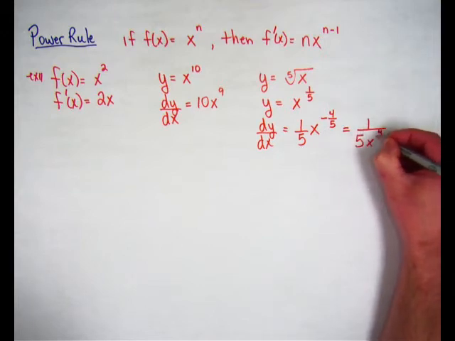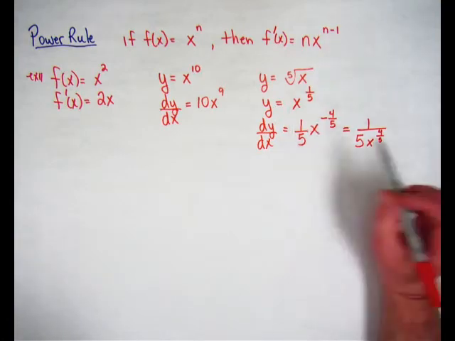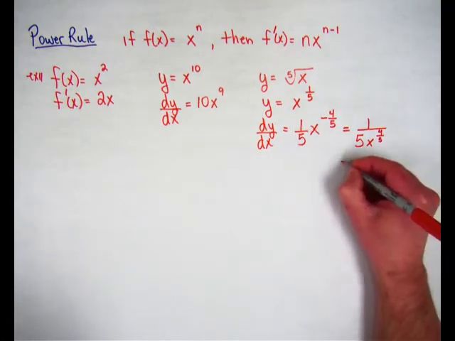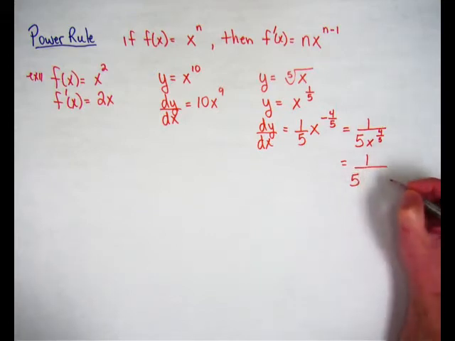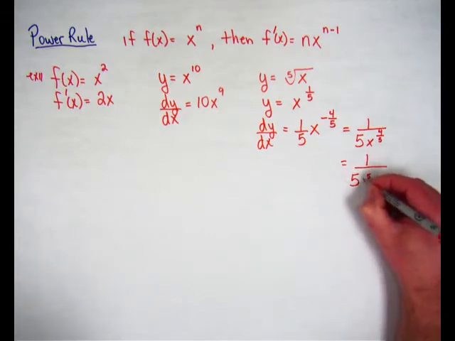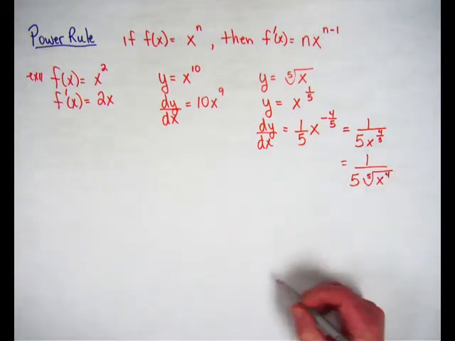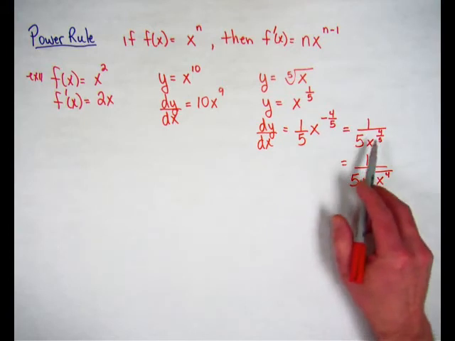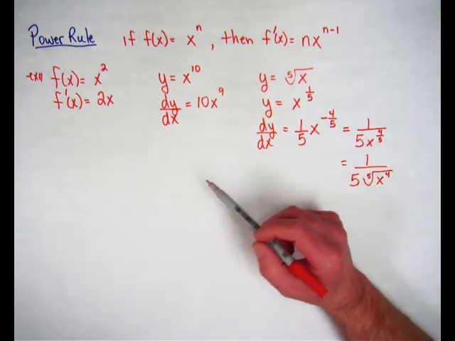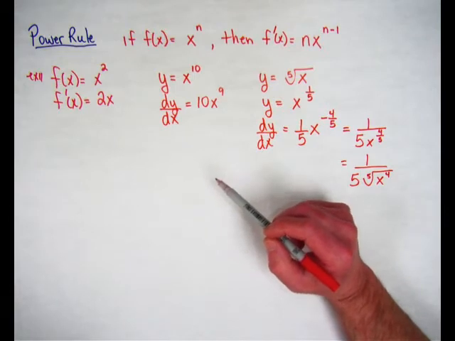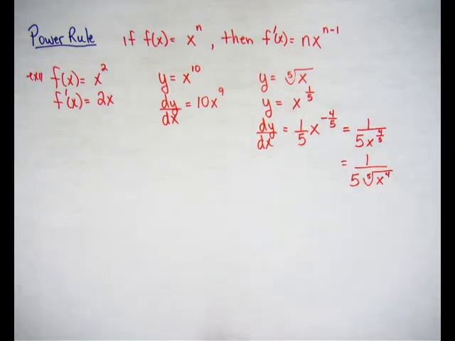5x to the 4/5. You even could put the answer back in radical form. The 4/5 would just become 1 over 5, and then you'd have the 5th root of x to the 4th. All of these, we'll talk about this later, but all of these are acceptable ways of writing the answer. The most important thing right now is that you just learn the power rule. And the power rule says multiply the exponent out front, subtract 1 from the exponent.